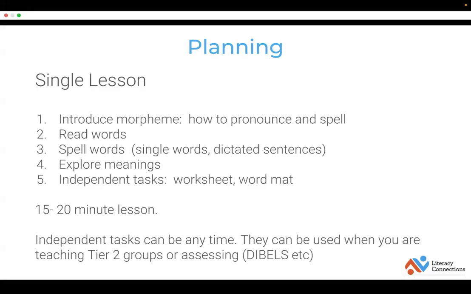Overall, we're looking at a 15 to 20-minute lesson because the independent tasks can happen at any time, and they can be used when you want to work with your Tier 2 groups, while the rest of the class is continuing with independent work. And we go into the lesson sequence a little more in that lesson planning video.